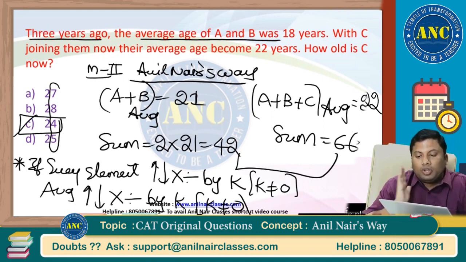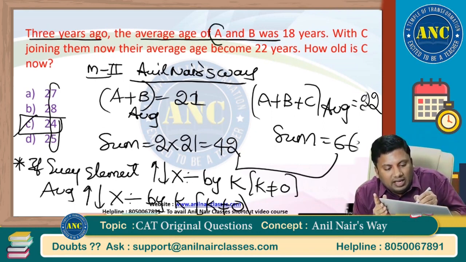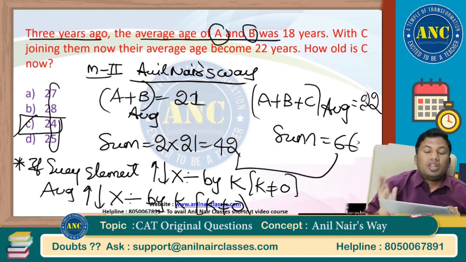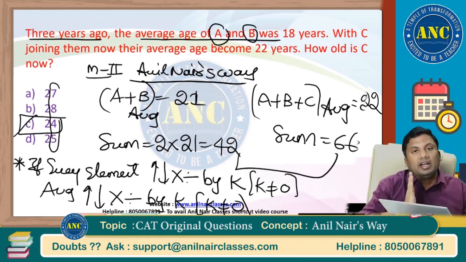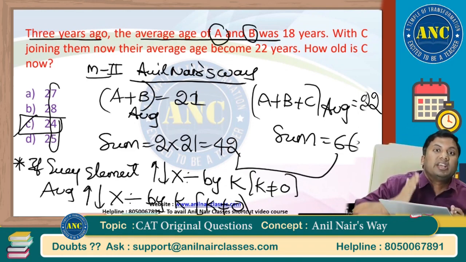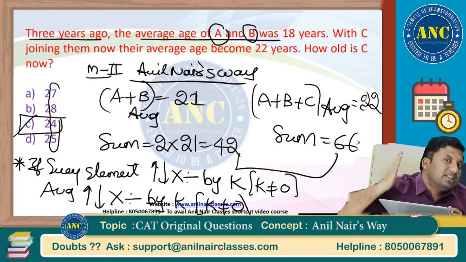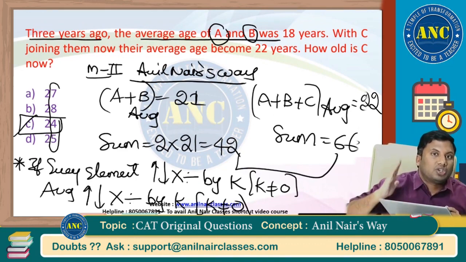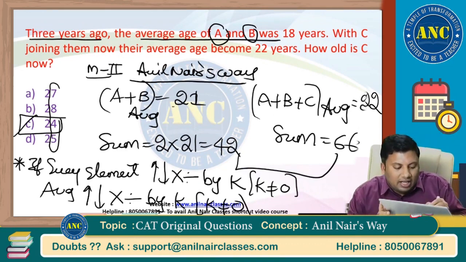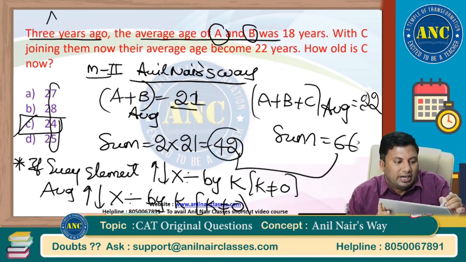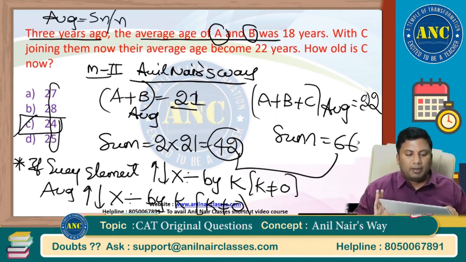3 years ago, the average age of A and B is 18. After 3 years, everybody's age increased by 3. If everybody's age increased by 3, average also increased by 3. Average is 21. 2 people are there. 2 into 21 is 42. Average is nothing but sum of the quantities by number of the quantities.